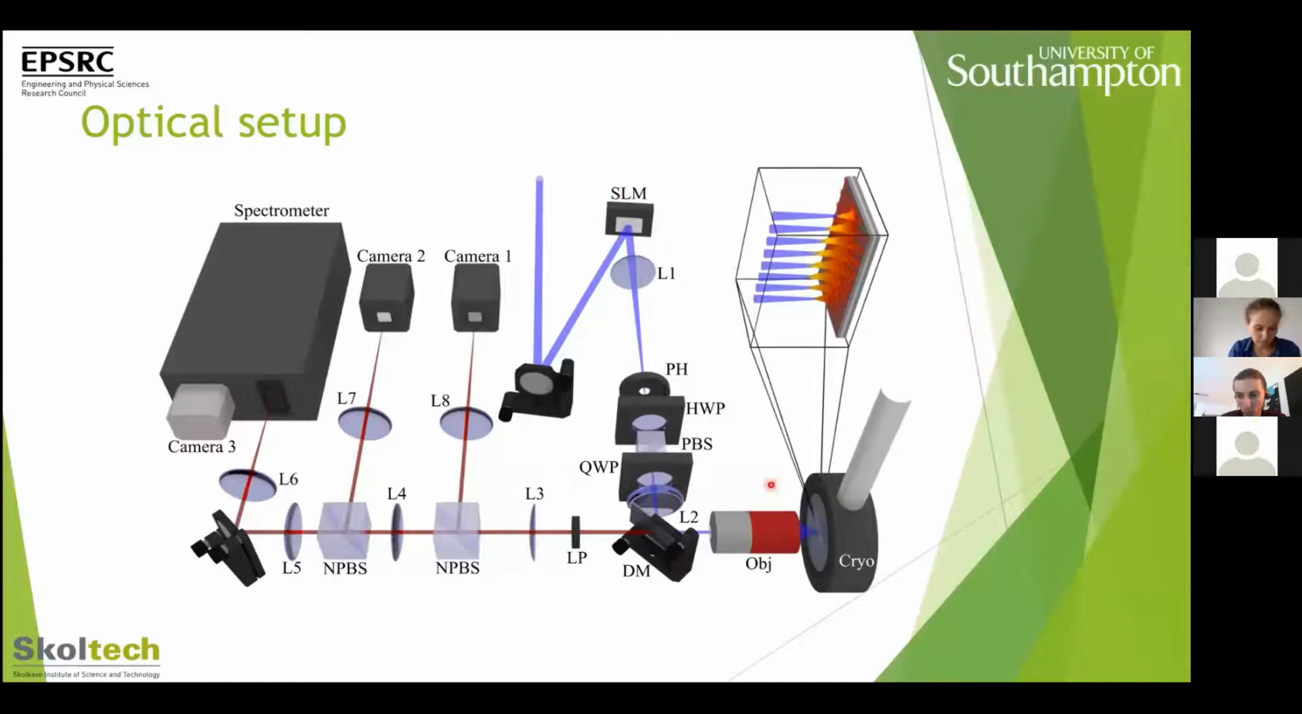Now, in our setup, we also work in reflection geometry such that we collect the photoluminescence through the same microscope objective lens and direct it into a detection path whereby we can image the Fourier space, the real space, and the dispersion simultaneously, allowing us to create and characterize these various different potential landscapes quite quickly.